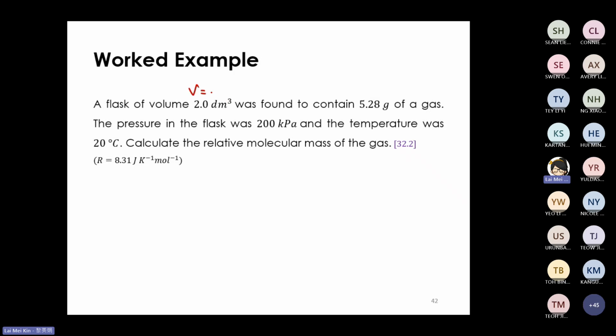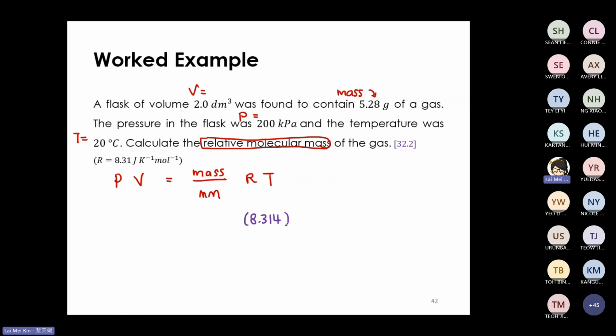I have a flask with this volume and this mass, this pressure, this temperature. Calculate relative molecular mass. Again, as I said, you don't need to memorize the equation. You know PV is nRT, n is mass over molar mass. Then you substitute the value. Again, my R will be 8.314, my personal preference. So my pressure is in kilopascal, correct? Double check your R and the units for your factors, for your P, V and T.